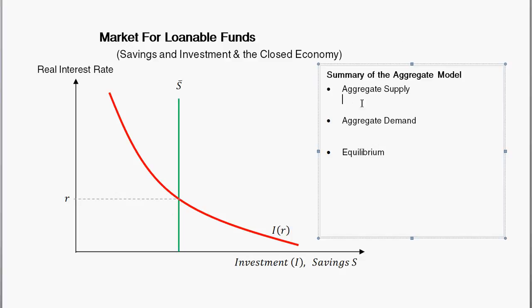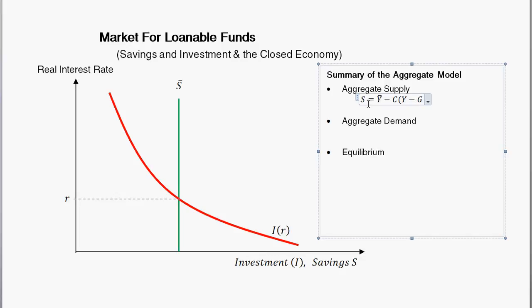So let's kind of summarize what we have with this model. We have aggregate supply, and that's such that savings is equal to output minus consumption minus government spending. And remember that output here is a fixed amount, so we're going to put a bar above it because there's a fixed amount of capital, fixed amount of technology, fixed amount of labor.